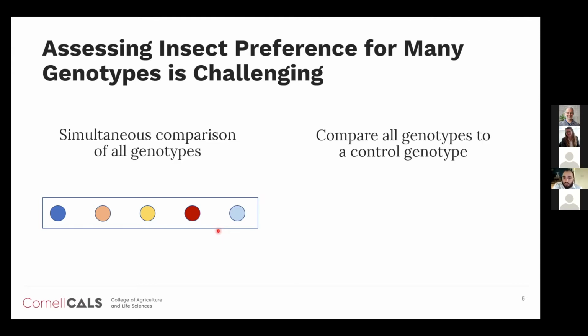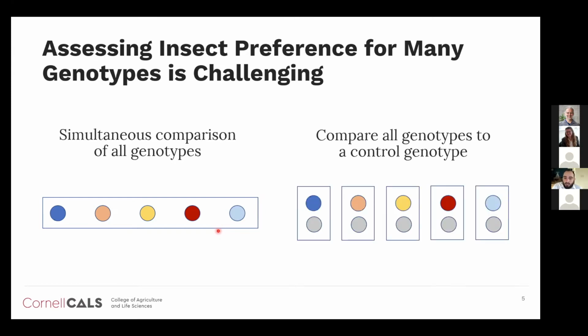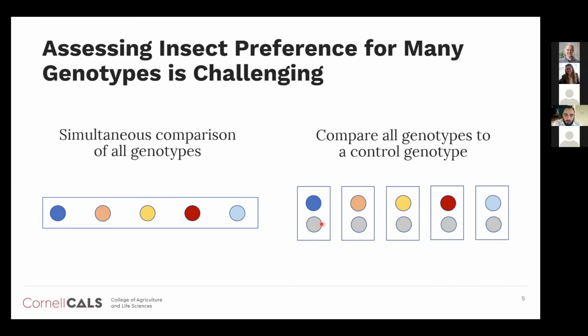We could also consider comparing all of our genotypes to a control genotype. So in this design, each genotype is compared to this gray control genotype, and based on how the insects distribute themselves among these 2 plants, we can gauge preference relative to the control. Both of these designs have pros and cons.